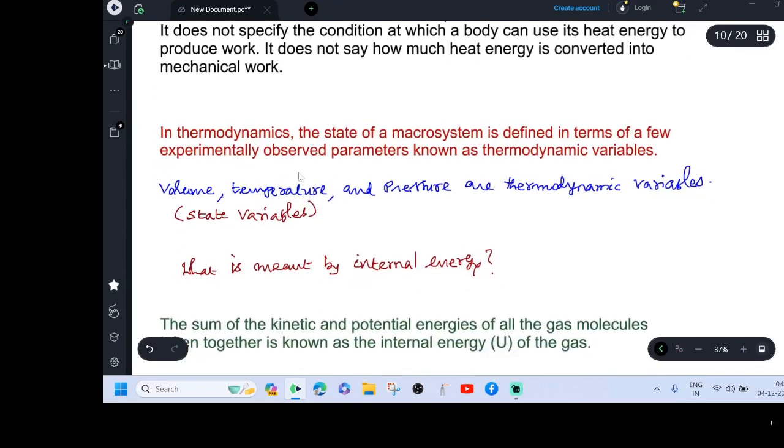In thermodynamics, the state of a macro system is defined in terms of a few experimentally observed parameters known as thermodynamic variables. Volume, temperature and pressure are thermodynamic variables. These are all called state variables.